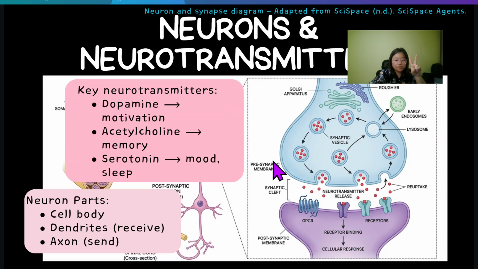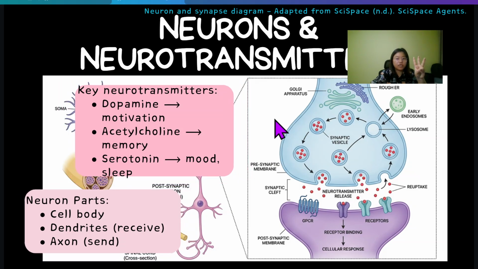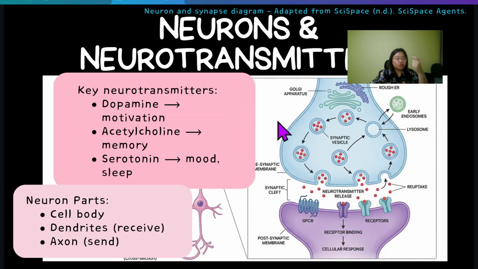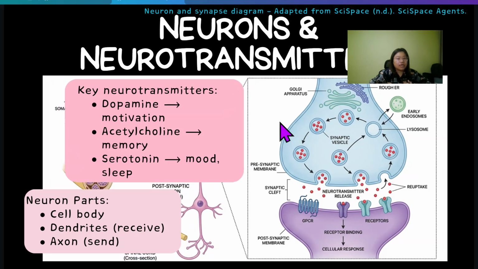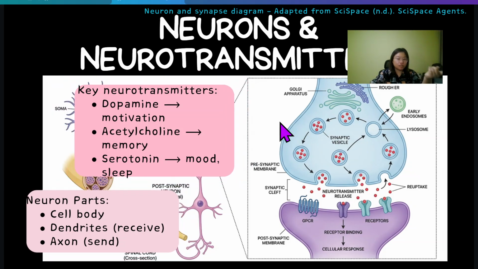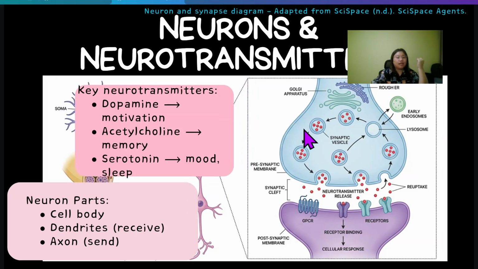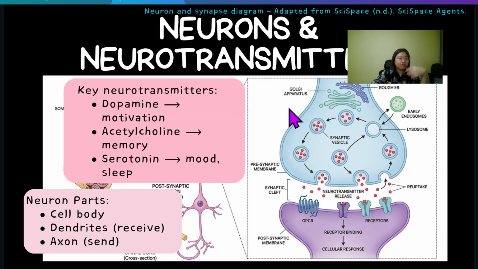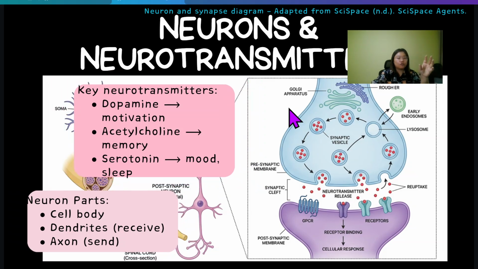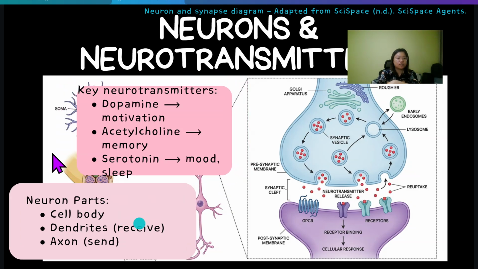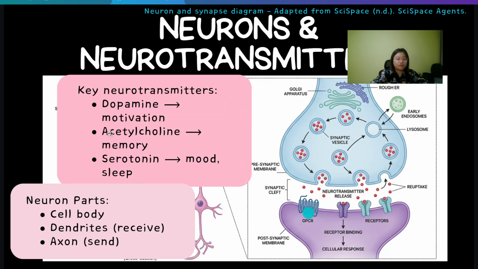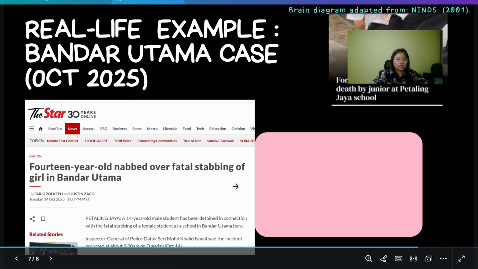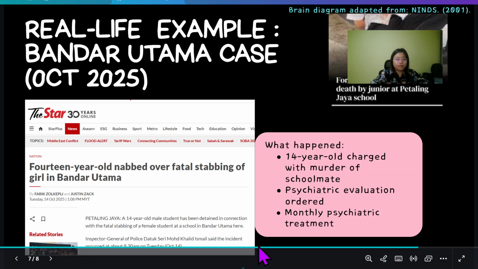Dopamine, acetylcholine, and serotonin. Dopamine is about motivation and rewards. When you praise a student, dopamine helps them feel good and want to keep learning. Acetylcholine helps with our memory, and serotonin affects our mood and sleep. So basically everything we learn and do happens because these tiny cells are talking to each other. We can see from this picture.